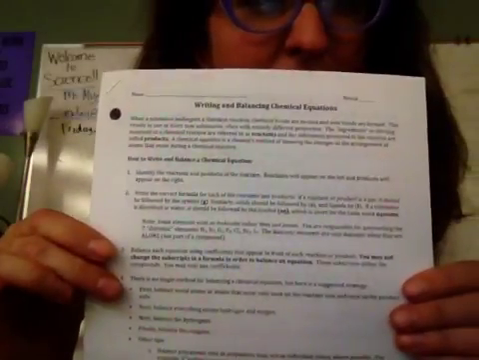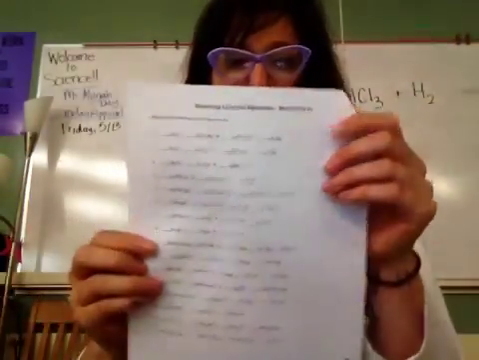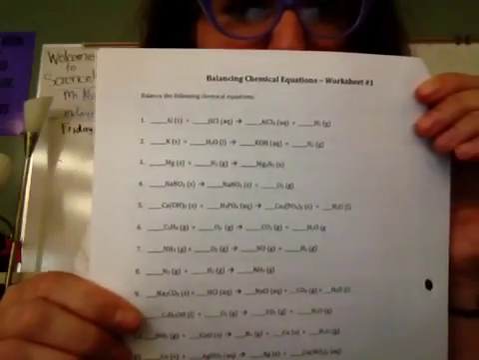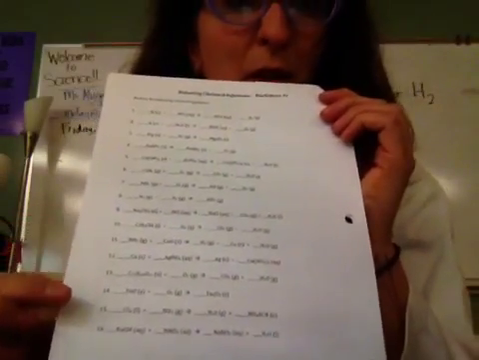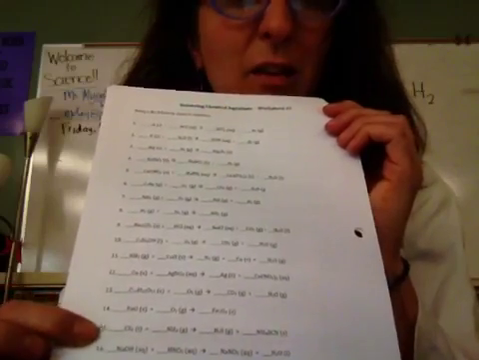So if you gave me a feedback sheet, I stapled an assignment. It looks like this. It says writing and balancing chemical equations. Go ahead and open to worksheet number 1. We're going to review number 1, and the next video will have number 9, and the following video will also have number 13.